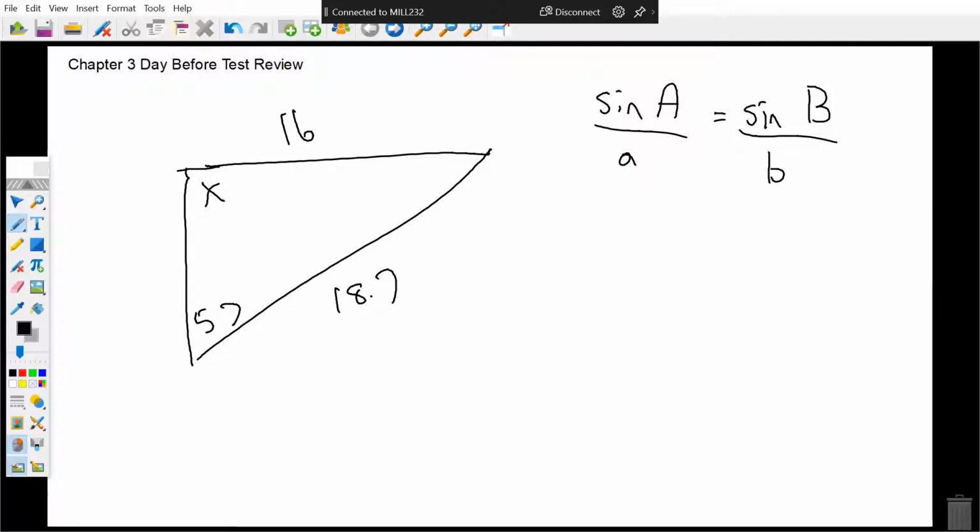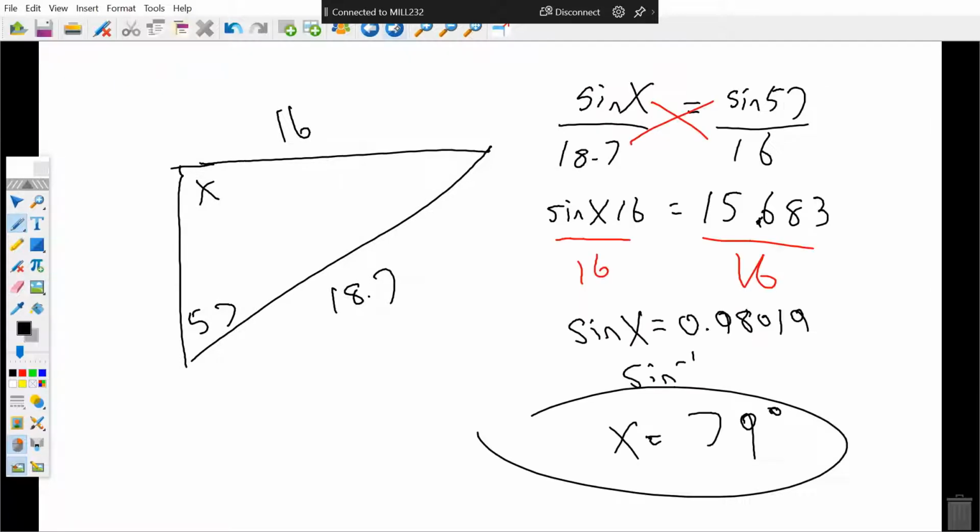So I'm going to put this one up. The answer we're looking for is 79 degrees. So you set up your equation. You're looking for an angle side pair, which we have right here. So we can do the sine law. So sine x over 18.7 equals sine 57 over 16.